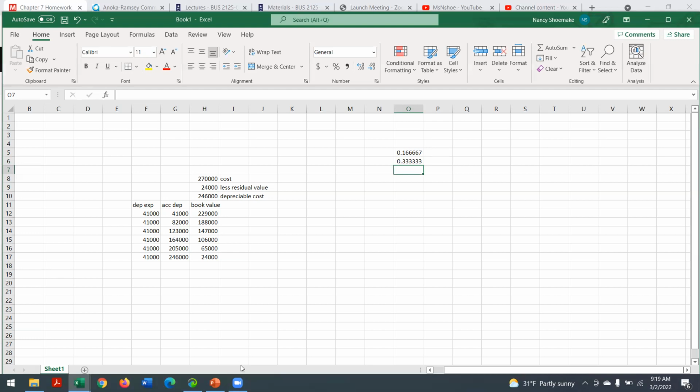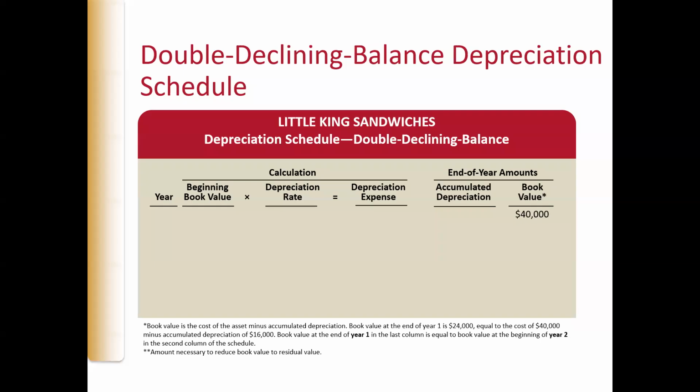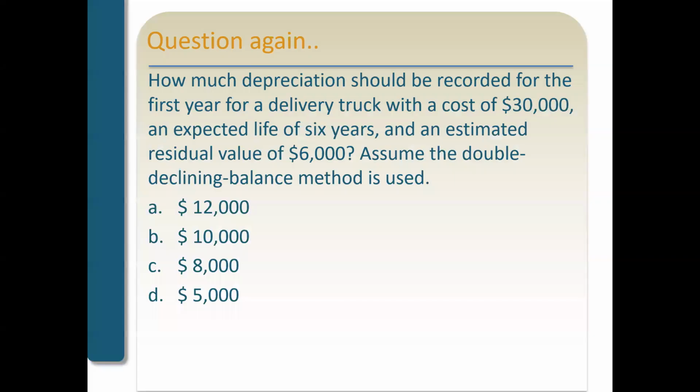Yes, no? Yes. Okay. Just remember, don't think of double declining like straight line. Treat it different. Okay. Now, let's look at this one.